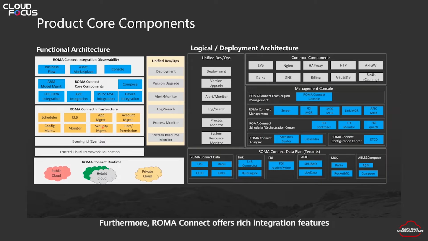Furthermore, ROMA Connect offers rich integration features such as APIG for full lifecycle management for API and templates for business flow and asset integrations with local and local, and a marketplace of API and assets that allows integrators to publish and subscribe easily, and an ABM tool that allows integrators to manage and analyze application models. Compose tool allow API generations from models. And importantly, we add in the event grid components that provide an event bus layer to support across cloud integration using a ditch architecture.